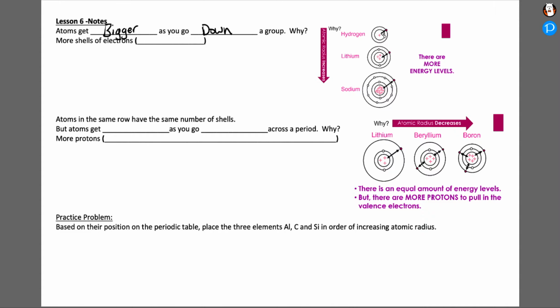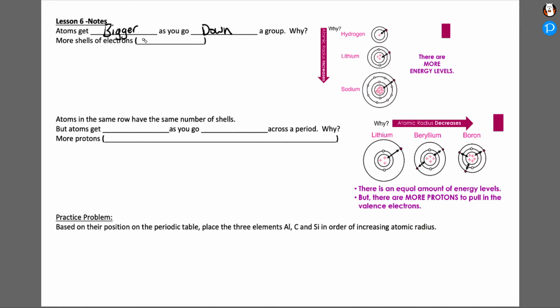If we look, every time we go down a period in the periodic table, we are adding another energy level to that atom. So for hydrogen, I've only got one energy level, right? 1s1, so just one energy level. With lithium, I would have two energy levels. With sodium, I would have 1, 2, 3 energy levels. And so as we move down, we're adding more energy levels, which is making those atoms bigger. So more shells of electrons.